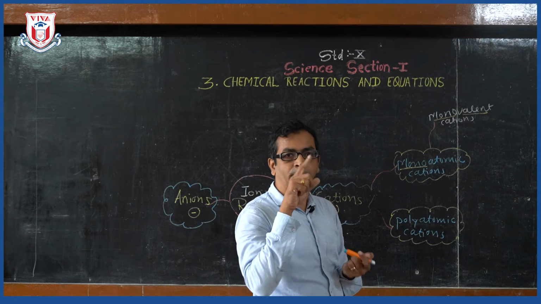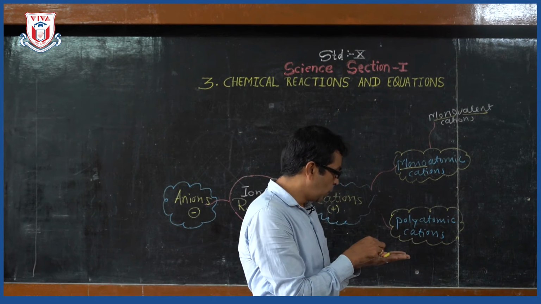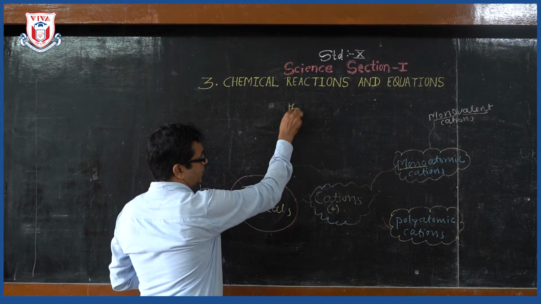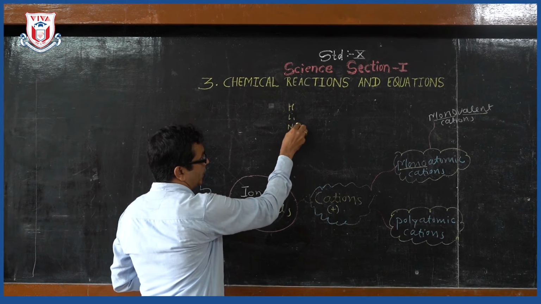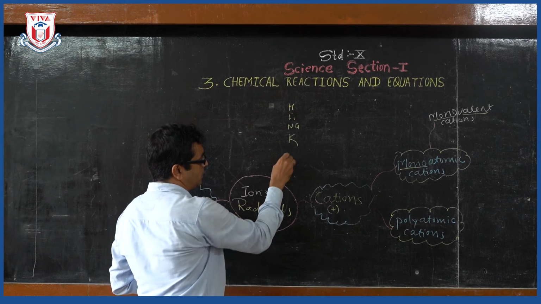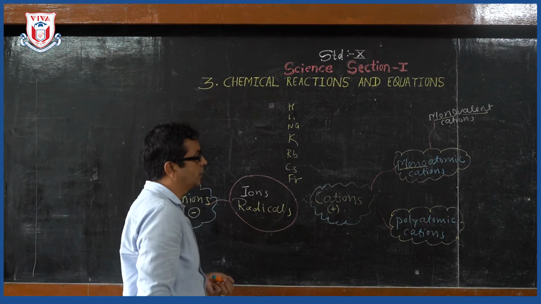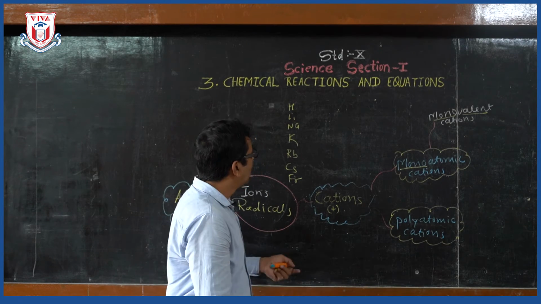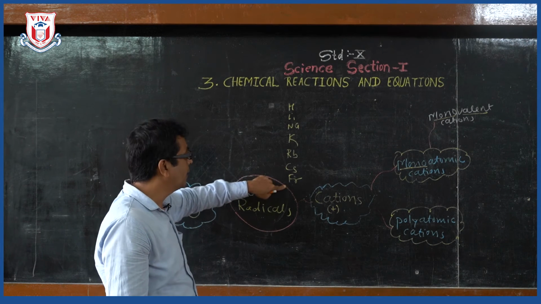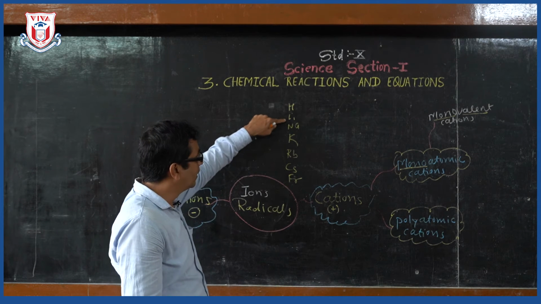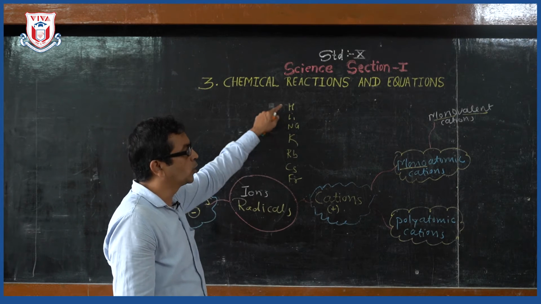Here you can write, in the periodic table you have seen the first group elements. In the first group we have hydrogen, lithium, sodium, potassium, rubidium, cesium and francium. These are the elements present in group 1. You can remember them with a Marathi mnemonic. So these are the group first elements.